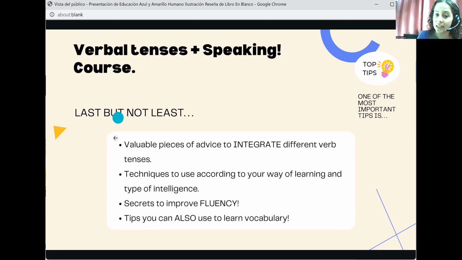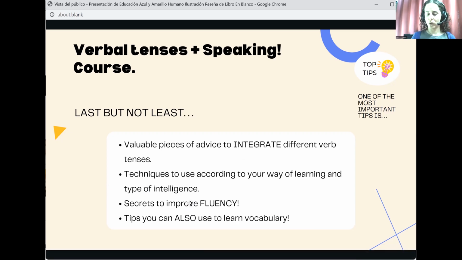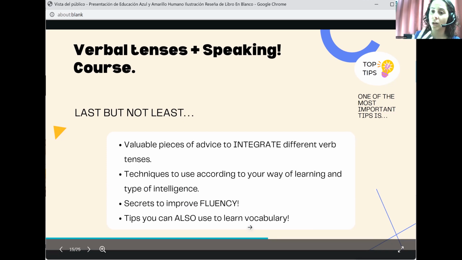And last but not least, pieces of advice, consejos, how you can integrate different verbal tenses, how you can actually make this work. Que no quede esto de los tiempos verbales en el libro, en la página, en las oraciones sueltas. How to actually integrate verbal tenses when you speak. How to use your type of intelligence. How to improve your fluency. What techniques can you use? What methods you can use? And we're also going to learn vocabulary because we're going to have speaking lessons. Yeah?